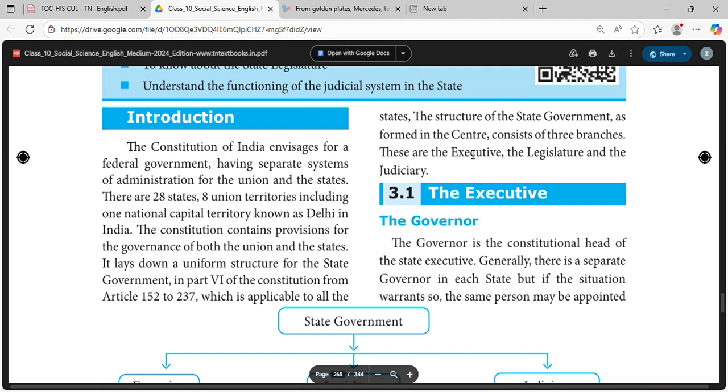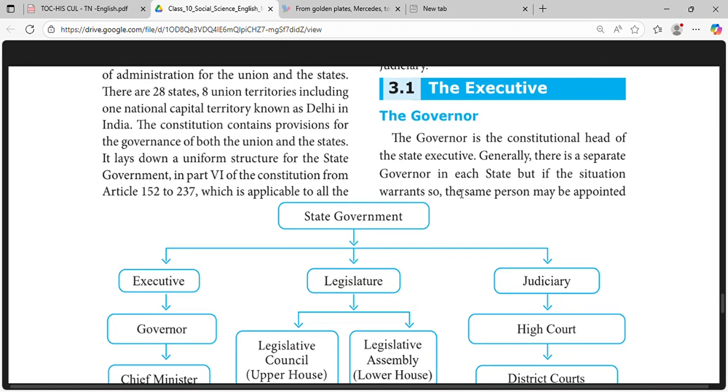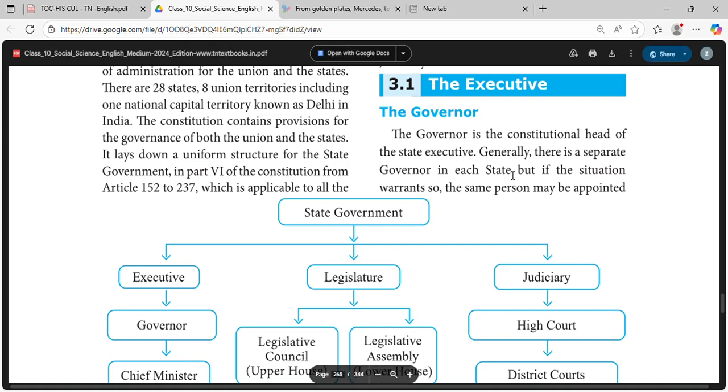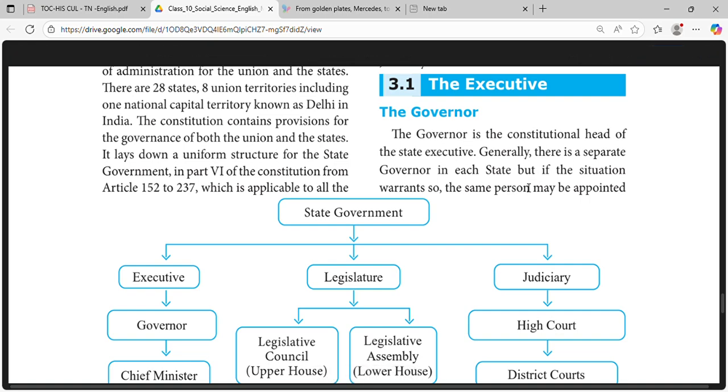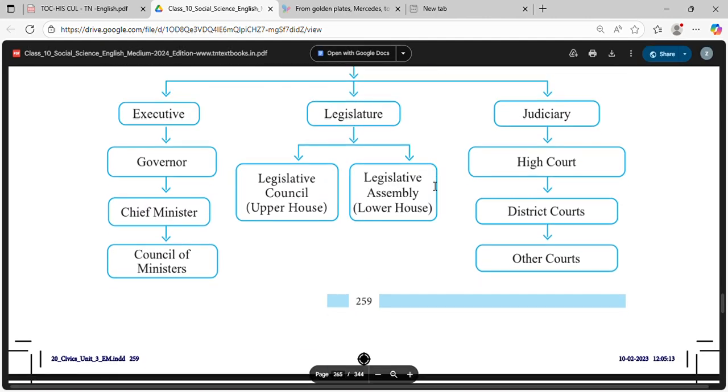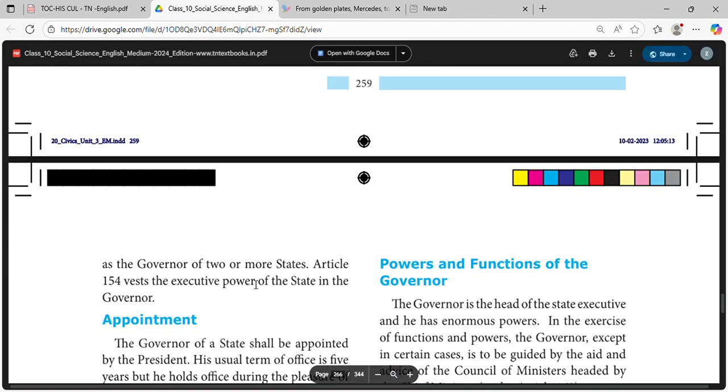The structure of state government, like the centre, consists of three branches: executive, legislature, and judiciary. Executive: the governor is the constitutional head of the state. Generally there is a separate governor in each state, but if the situation warrants, the same person may be appointed as the governor of two or more states. Article 154 vests the executive power of the state in the governor.